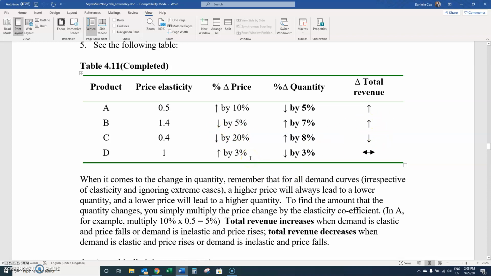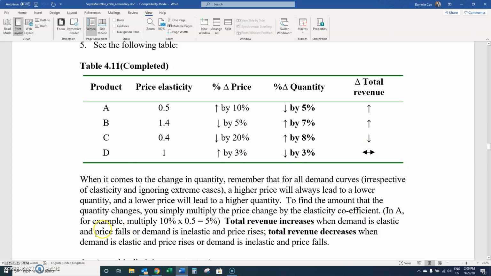In the final product, the price increases by 3%. So price increase, revenue is going to increase. But the quantity decreases by 3%. So a quantity decrease is going to mean revenue is going to decrease, but it's by the same amount, so they just wipe each other out. So revenue is going to stay the same.